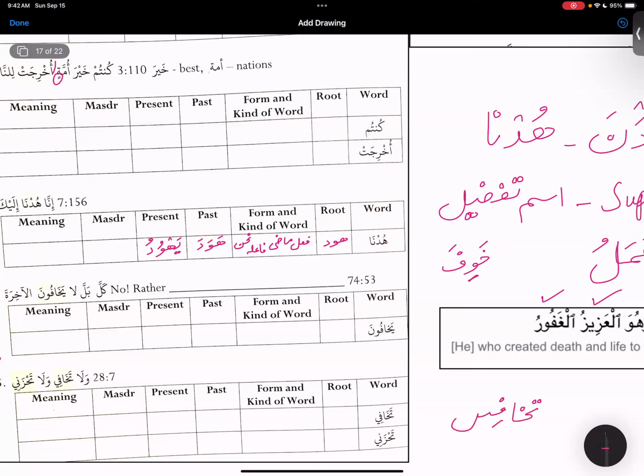Anti takhafina, right? And this la is la nahiya. It's making it majzum. La takhafi, and then anti. So it is majzum: fi'lun mudari'un majzumun bila nahiya. This is anti. So wala takhafi wala tahzani. Same: tahzanina has become tahzani. So this is anti.